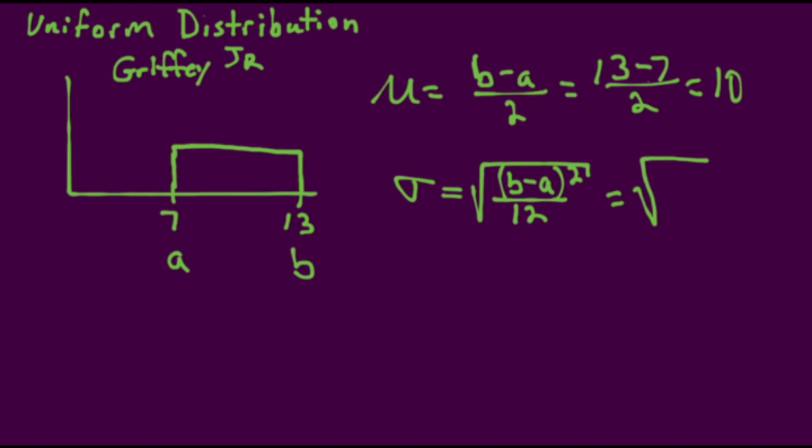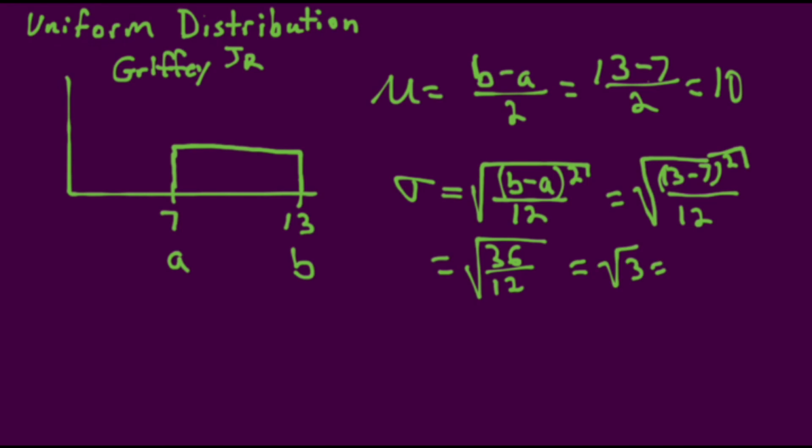But if we plug in 13 minus 7 here, square that, still divided by 12, get that square root all the way over. We can see, let's just do that down here. That's going to be 6, so it's going to be the square root of 36 over 12, and that's going to be the square root of 3, which is about, let's just call it, 1.73.